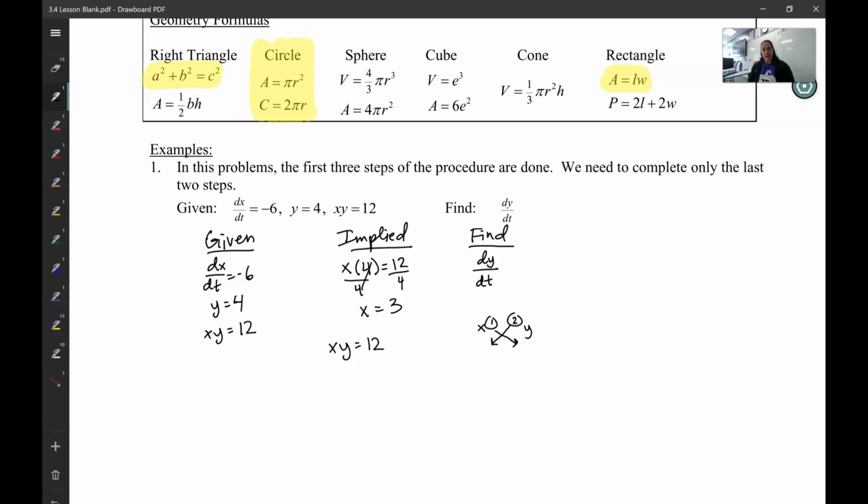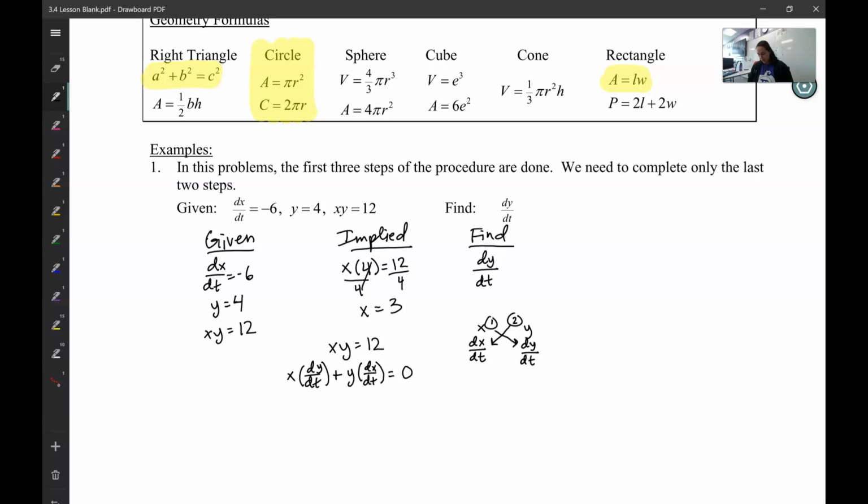The derivative of x is not 1, because just like we did in the last problem, we're taking these derivatives with respect to time. So the derivative of x is dx dt. The derivative of y is dy dt. So now I do my product rule. X times dy dt plus y times dx dt. And the derivative of 12 is 0.